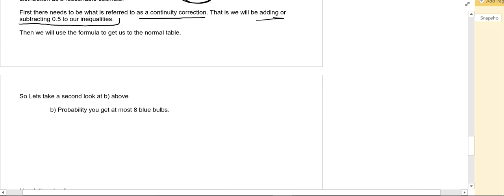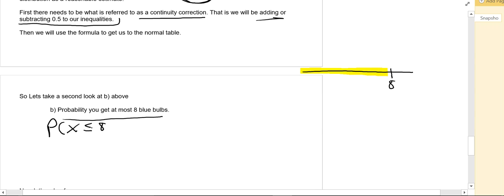And we're going to use the normal approximation to figure this probability out. All right, so now what are we looking for? We're looking for the probability that x is less than or equal to 8. So I'm going to draw a little number line over here. Here's 8, and we want to be less than or equal to 8, right? Just to draw a big circle, right?